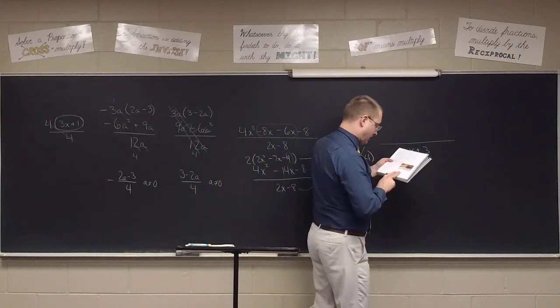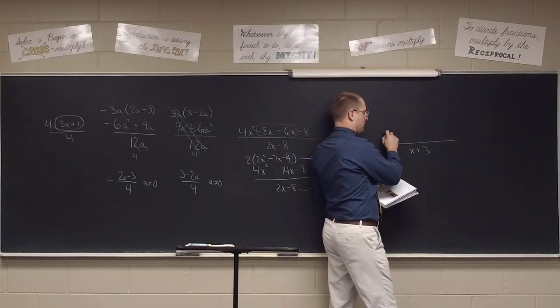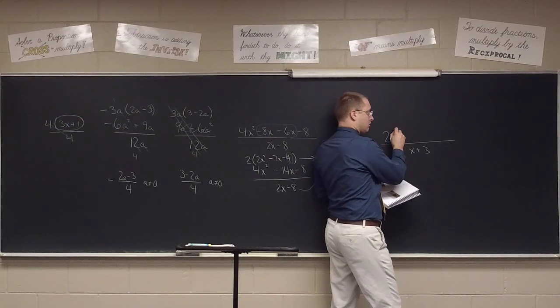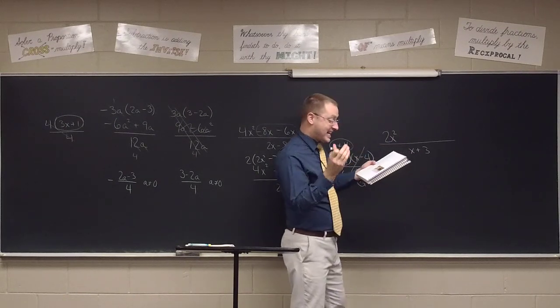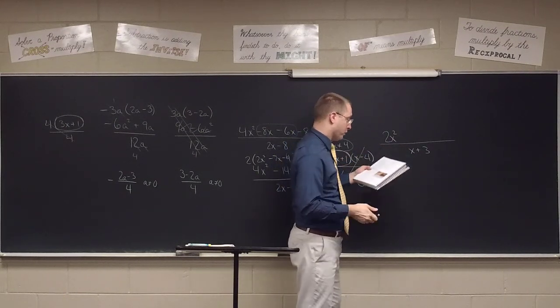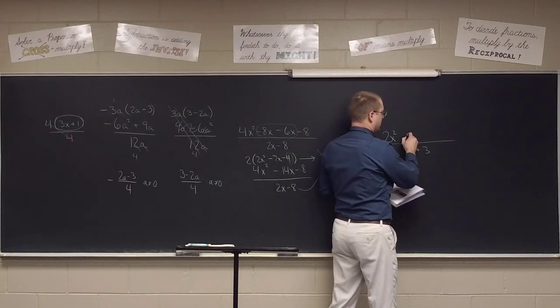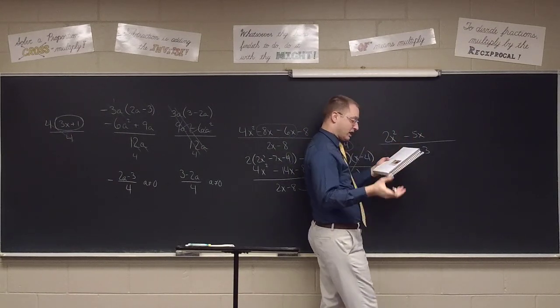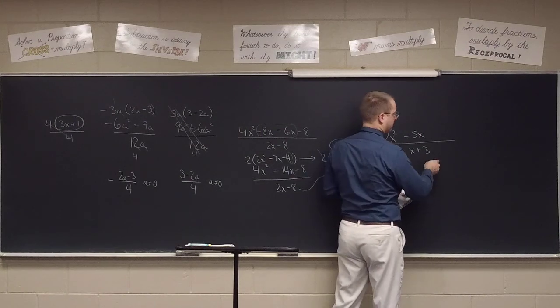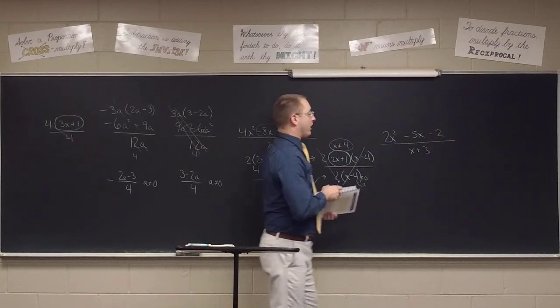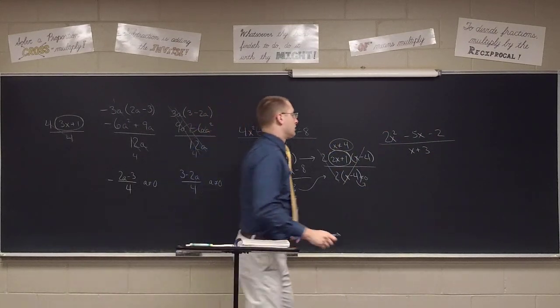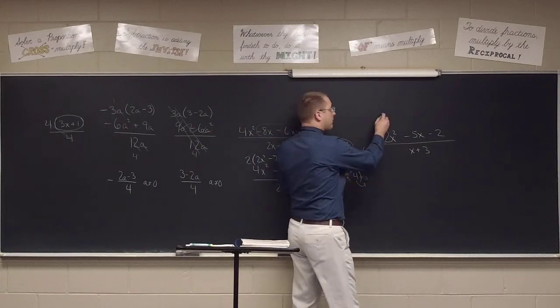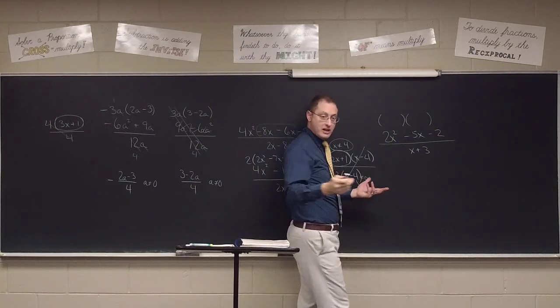Let's combine the x squareds. Let's combine the x's, the negative 9x and positive 4x. Negative 5x. And let's combine the constants, the 4 and the negative 6. Negative 2. All right, now, trinomial probably ought to see if it could factor, right? That'd be a smart idea.